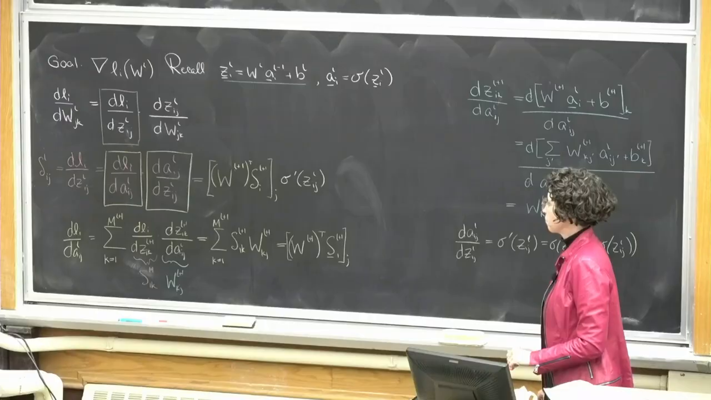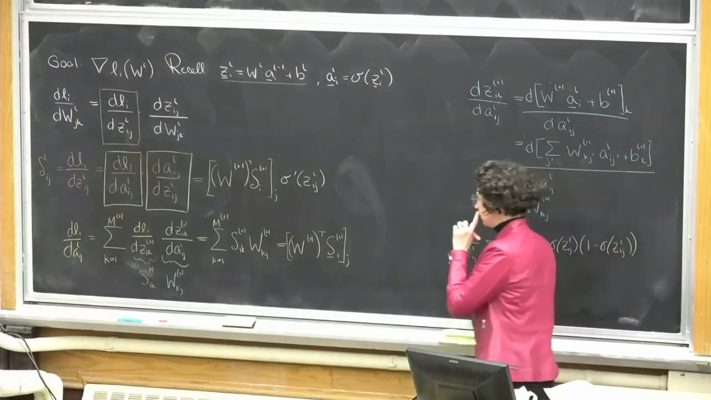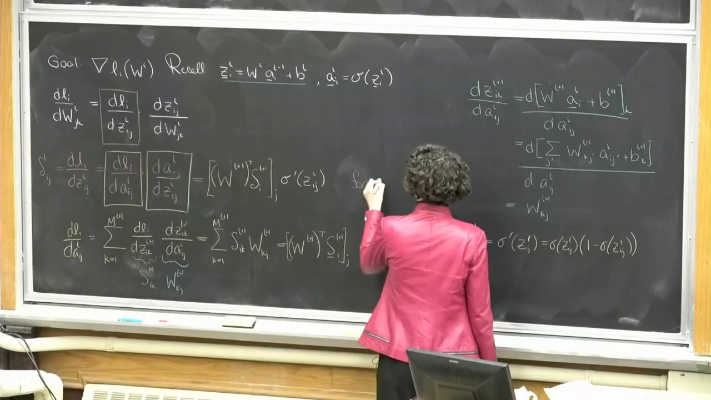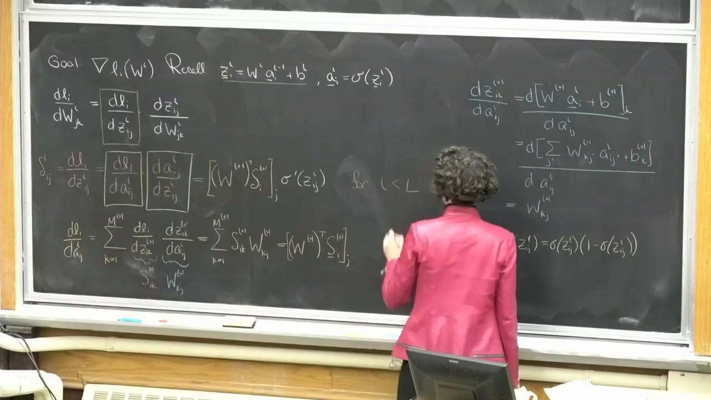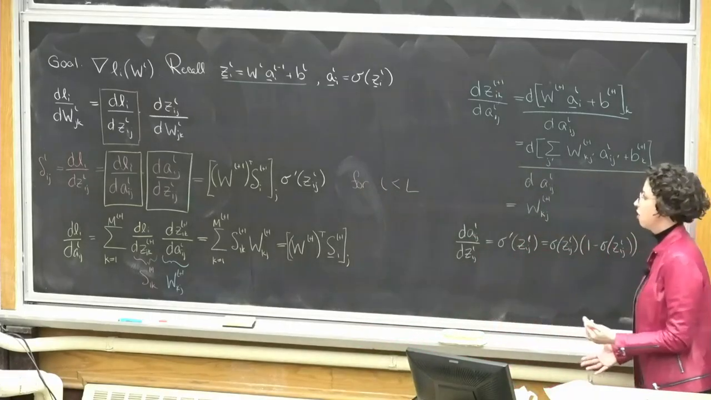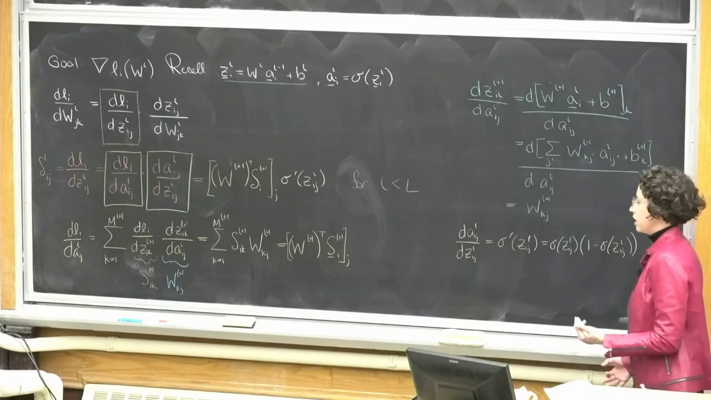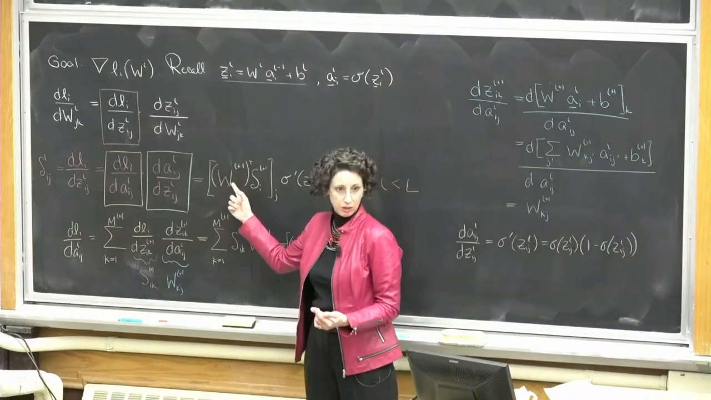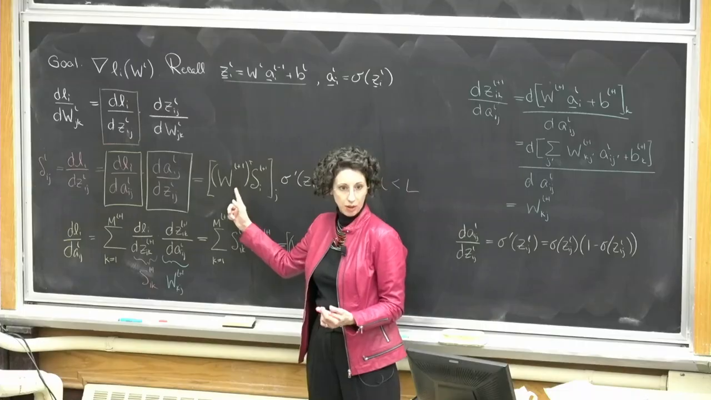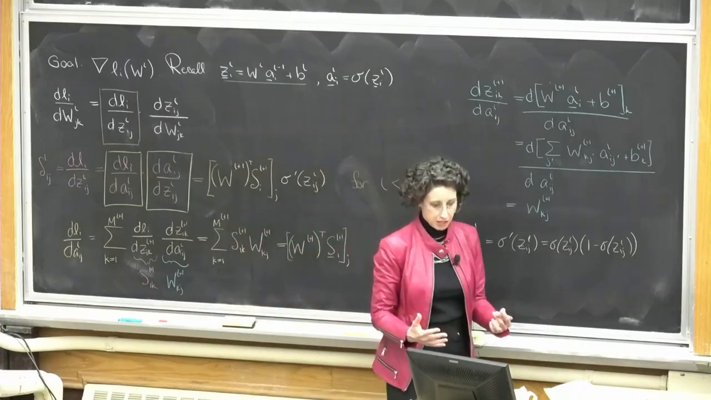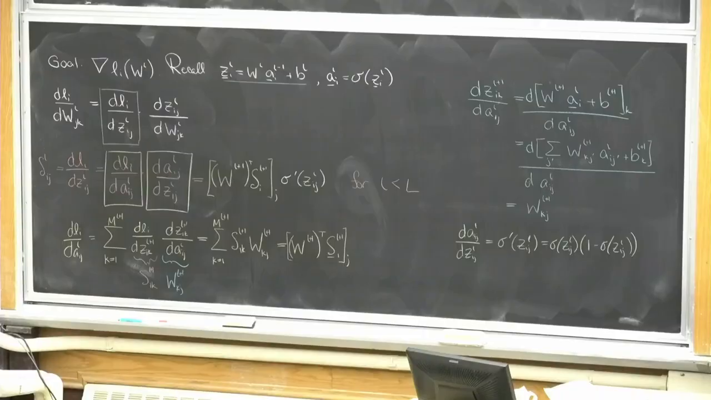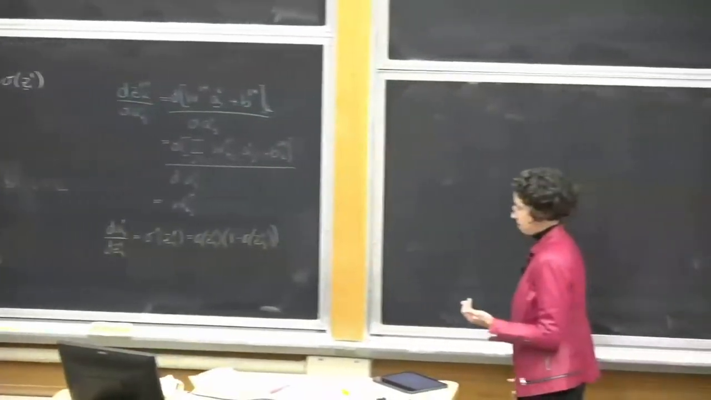Now I just want to be really explicit here that we do this for layers l less than capital L, so before our final layer. Because when we're at our final layer, there is no W^{L+1}. So this doesn't really hold up for our final layer, and we need to derive the derivative for our final layer separately.